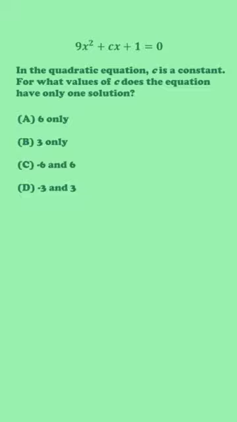Here we have been given a quadratic equation in which c is a constant. For what values of c does the equation have only one solution? Note that a quadratic equation will have only one solution when the value of the discriminant is equal to 0. And what is the discriminant?